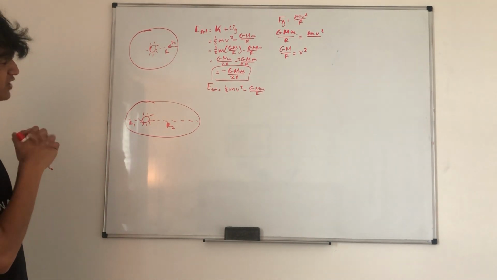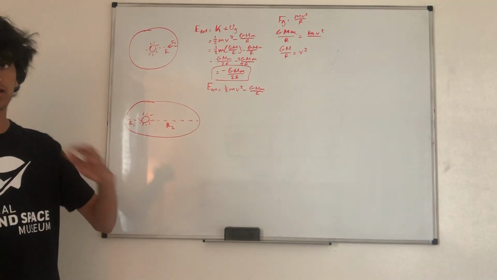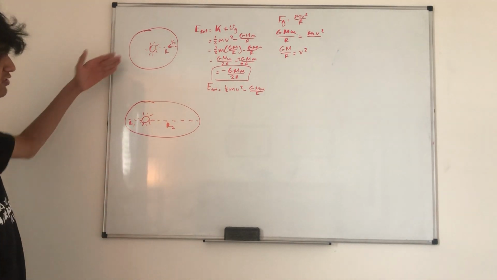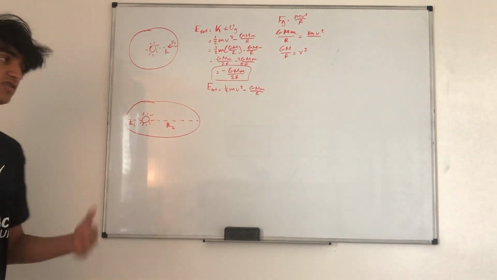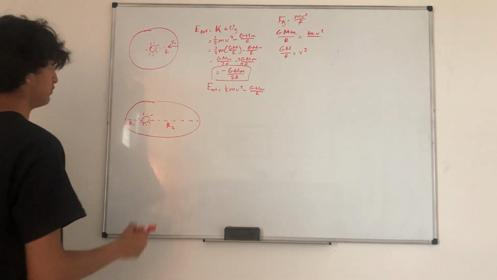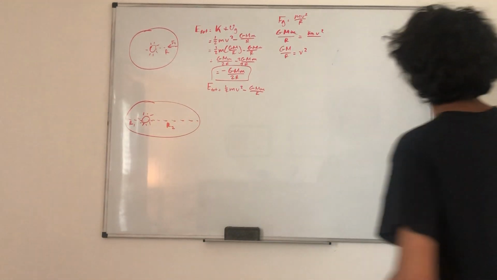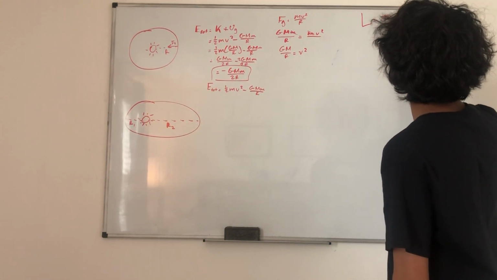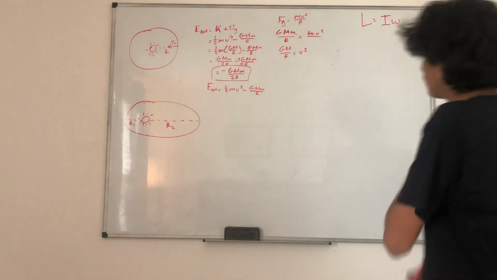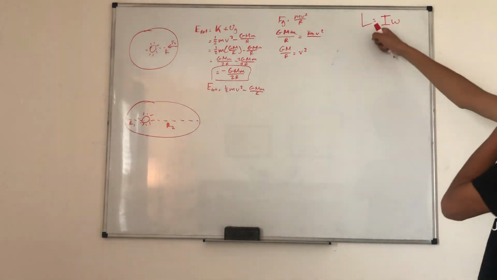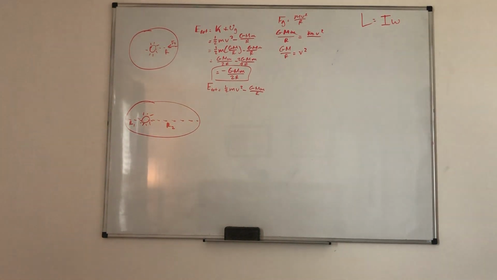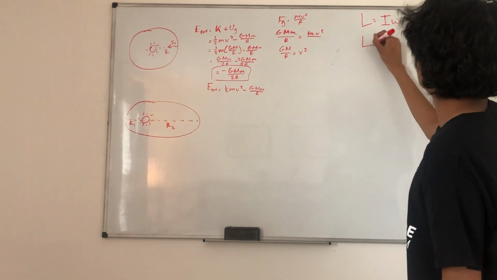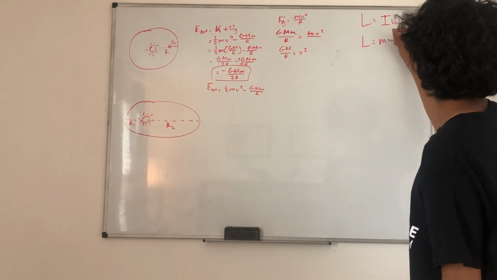Well, the key here is conservation of angular momentum. So in both of these orbits, angular momentum is conserved, and just as a reminder, I'll write it here: angular momentum equals I, your rotational inertia, times omega. For a point mass, you have mr squared, and omega is v over r, so you actually get that angular momentum is equal to mvr for a point mass.